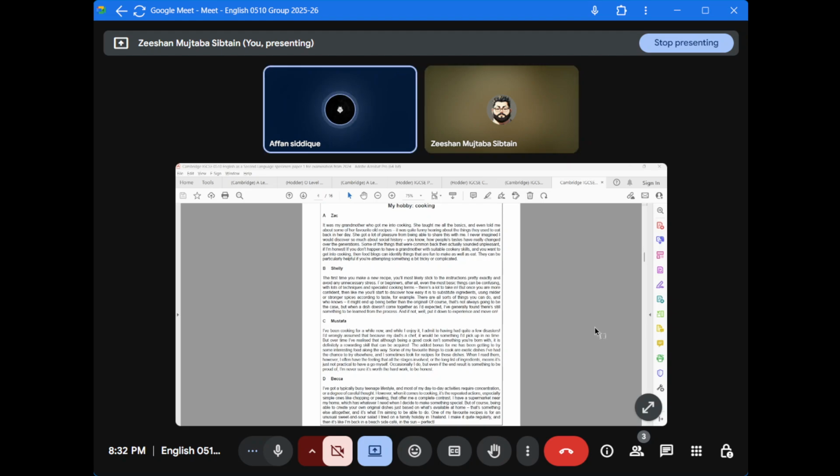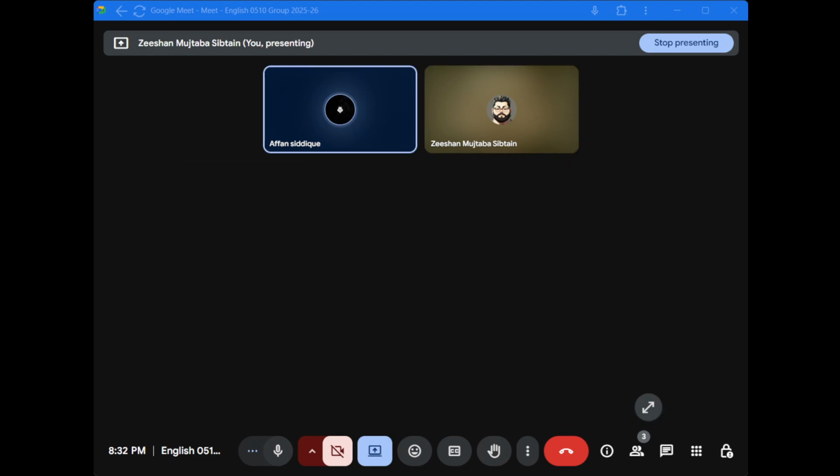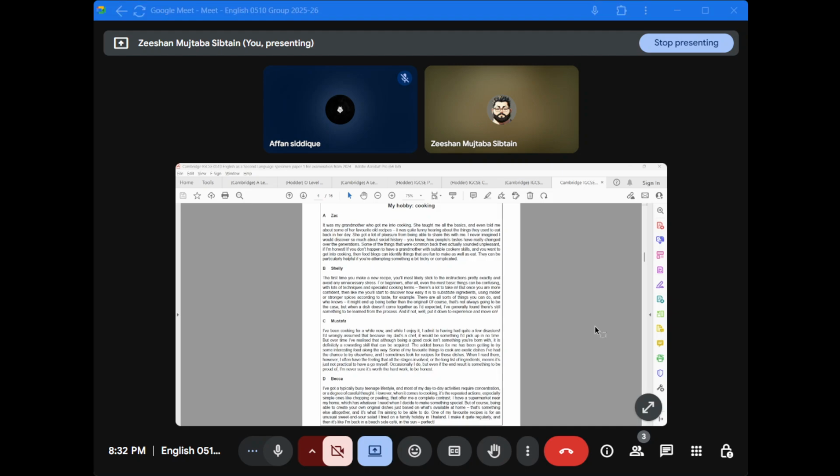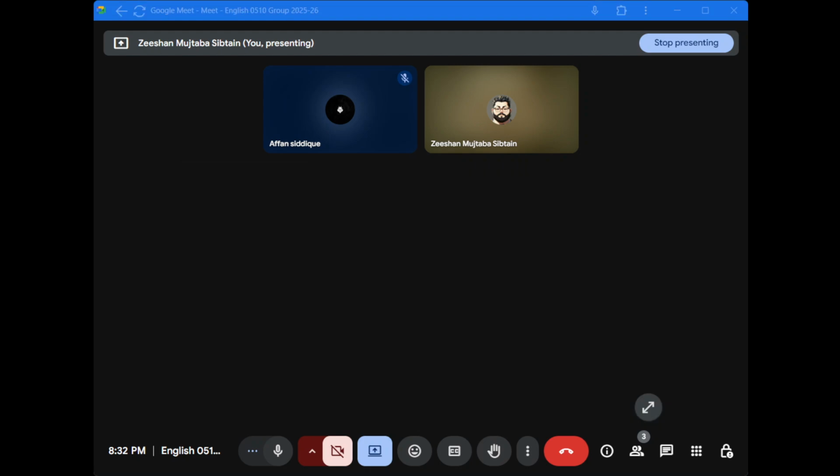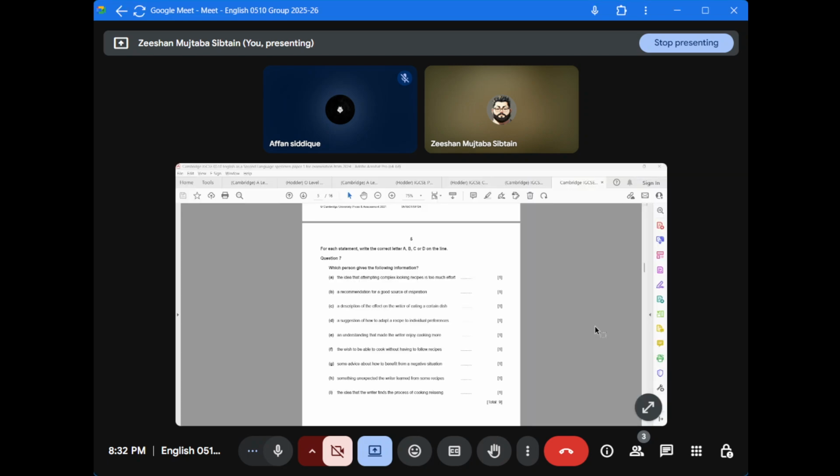It's B. Yes. What part of B tells you that? It's using milder or stronger spices according to taste. Yes. Okay. Then we have an understanding that made the writer enjoy cooking more.